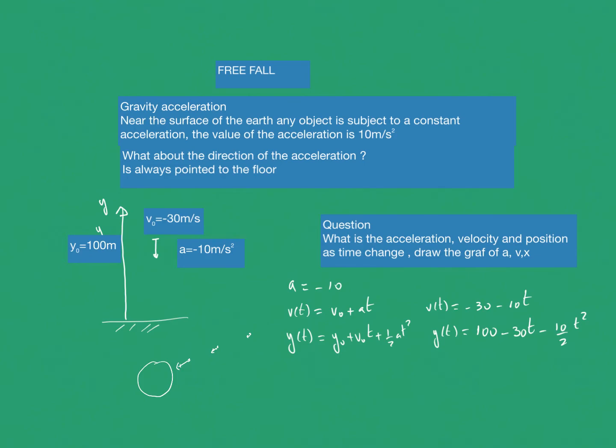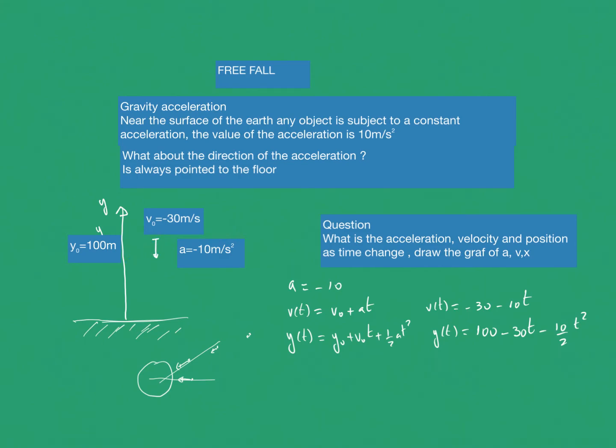The other reason the acceleration is not constant is that if the object is here, the acceleration is in another direction. So it's not constant because the direction has changed also. But we simplify. We imagine the surface of the Earth is a plane, and that we are very near the surface, so that the acceleration is always 10 meters per second squared going down.